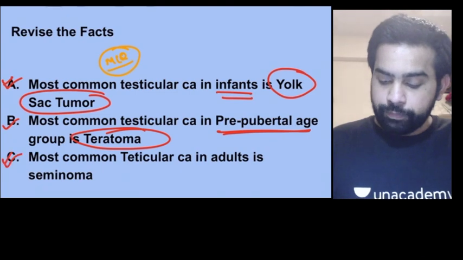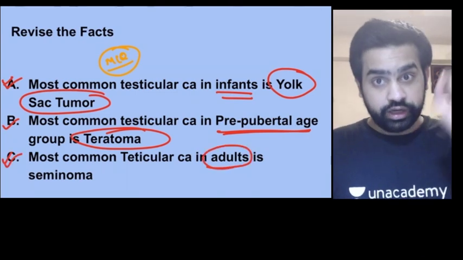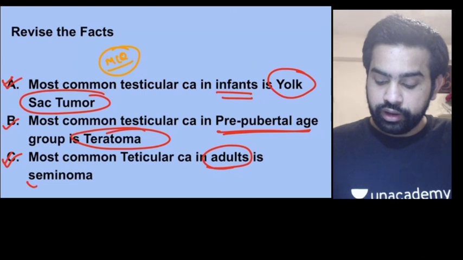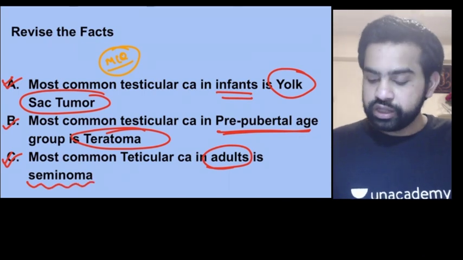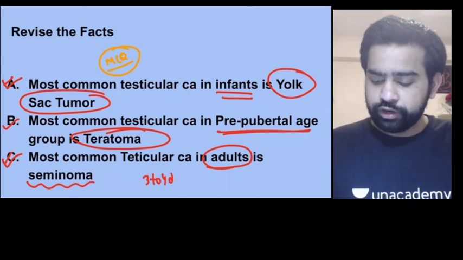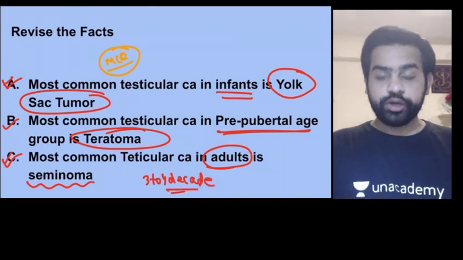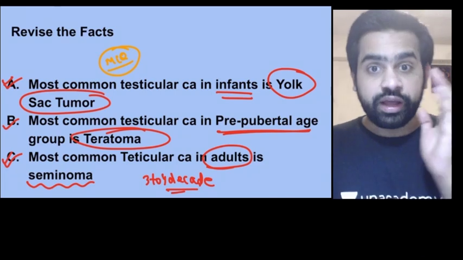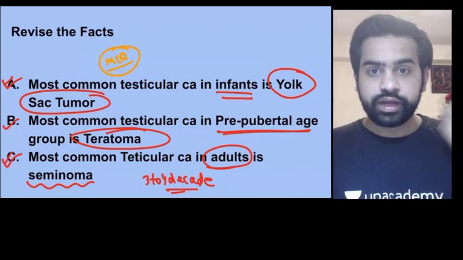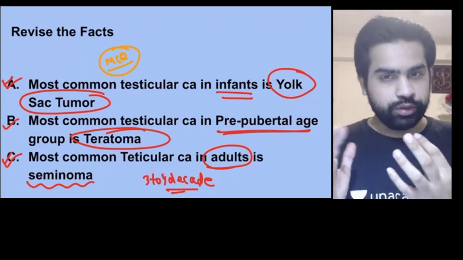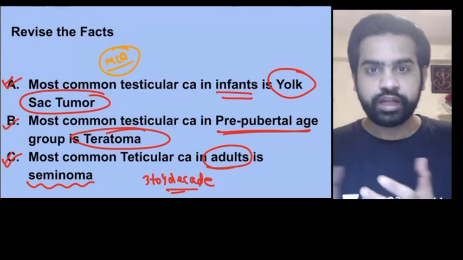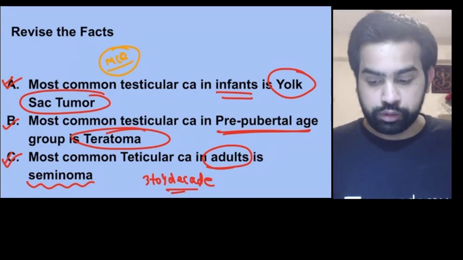The most common type of testicular carcinoma in adults is seminoma, basically between the 3rd and 4th decade of life. I hope you get this point. In infants, it is yolk sac tumor. In the pre-pubertal age group, it is teratoma. In adults, it is seminoma. And if the question tells you more than 60 years, then the answer would be lymphoma. I hope you get this point.